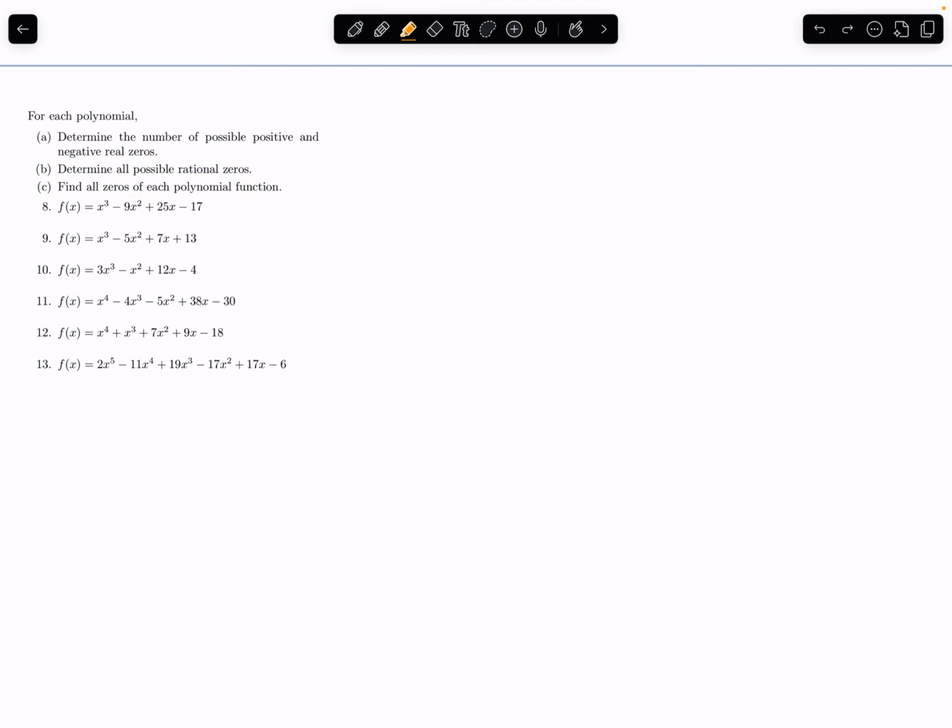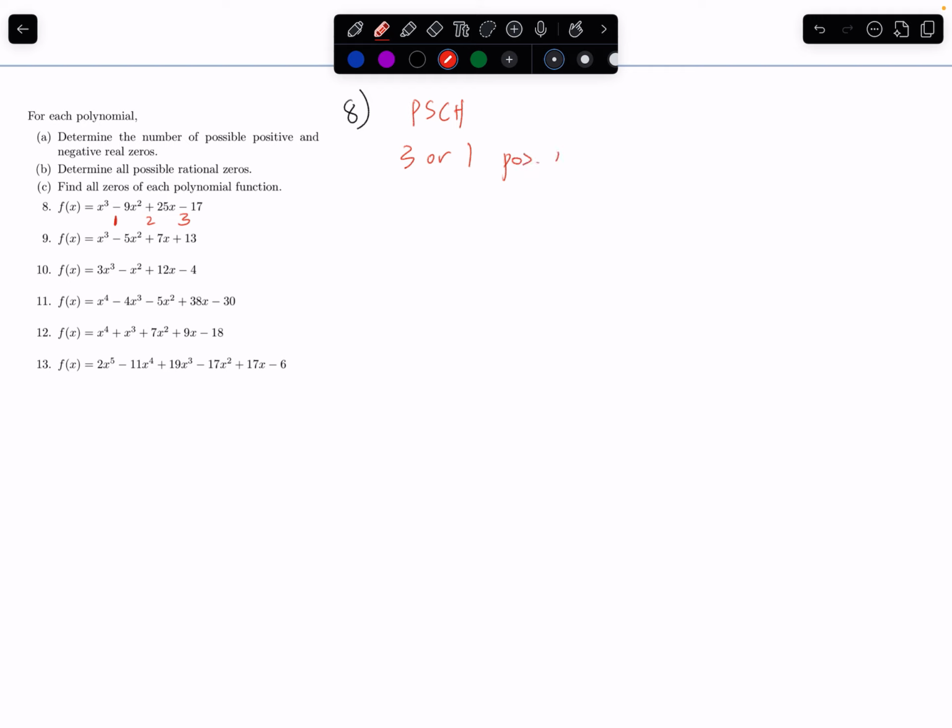Okay, starting with number 8. Let's check sign changes first, part A. Looking here, starting off positive to negative, that's 1 sign change. Back to positive, that's 2 sign changes. Back to negative, that's 3 sign changes. Which means, according to positive sign changes, there's 3 or 1 positive roots.